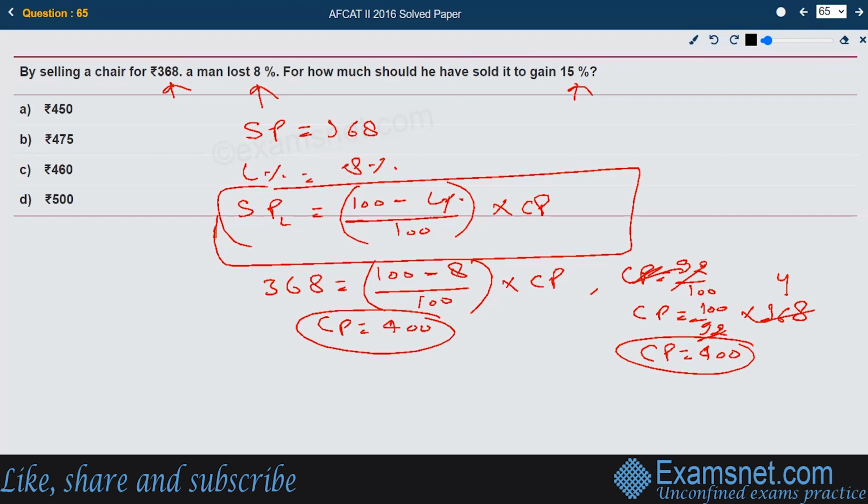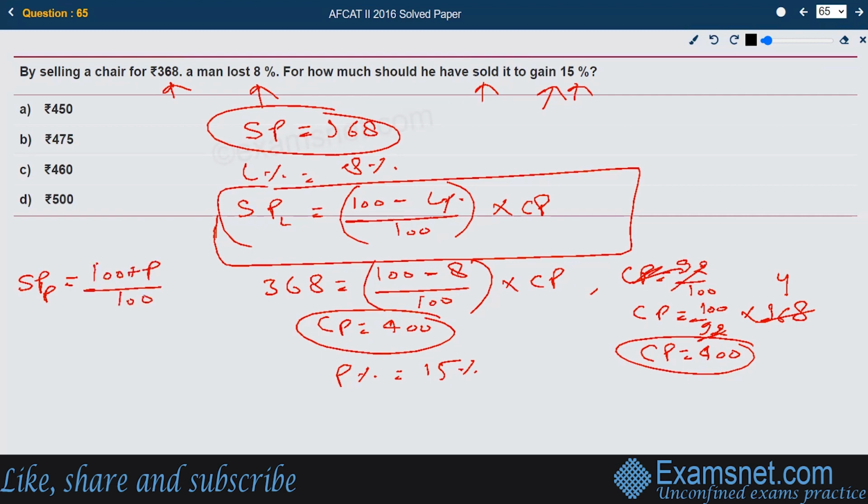Now we have CP, we have SP. Now what they are saying, for how much should he have sold it to gain 15%? Now he is supposed to gain. The new profit percent is 15%, and they are asking for how much should he have sold it. They are asking for the selling price. So now the formula changes for the case of profit percent. Selling price when a profit occurs is 100 plus profit percent divided by 100 into cost price. This is the formula when you have a profit.